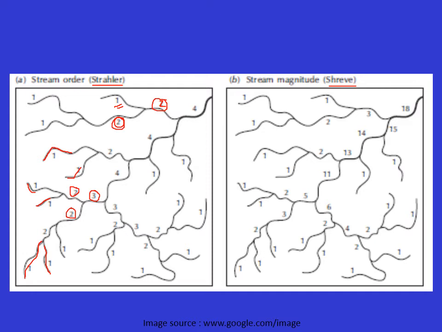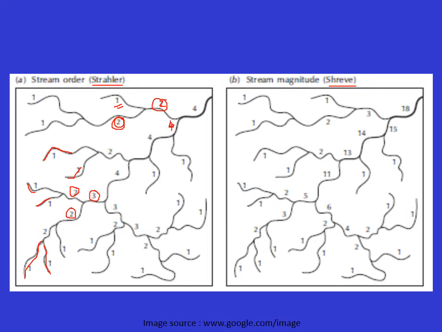Similarly, here you can see that a fourth order river is coming. It meets with the second order river. So the higher order numbering retains. That is, it is a fourth order river. Similarly, a fourth order river meets with the first order river, the higher order retains. That means it is still a fourth order river.